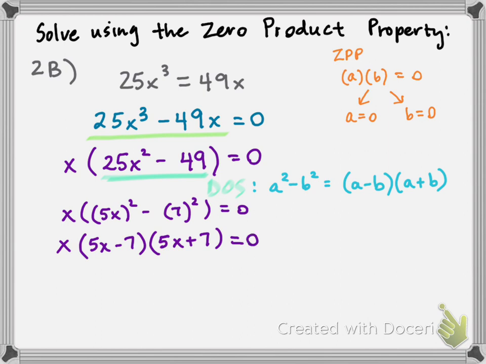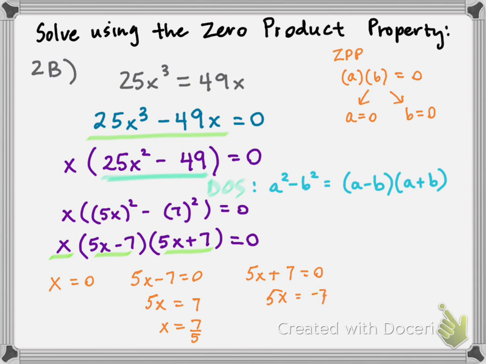Now from this step, we can apply our zero product property to each of the terms, noticing that we're back up to 3 terms, 1, 2, 3, and I have to equal them all to 0. x equals 0, or 5x minus 7 equals 0, or 5x plus 7 equals 0. Now again, solve for x, so we have 5x is equal to 7, or x is equal to 7/5, and 5x is equal to negative 7, or x is equal to negative 7/5. So again, my final answer in set notation is negative 7/5, 0, 7/5. Close your set.